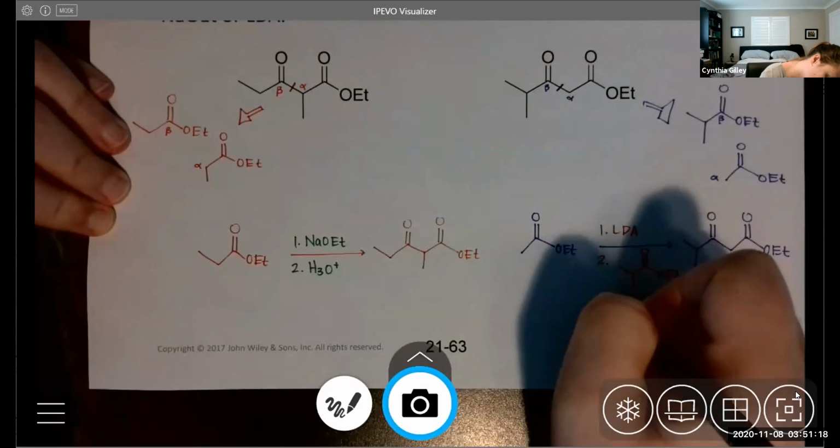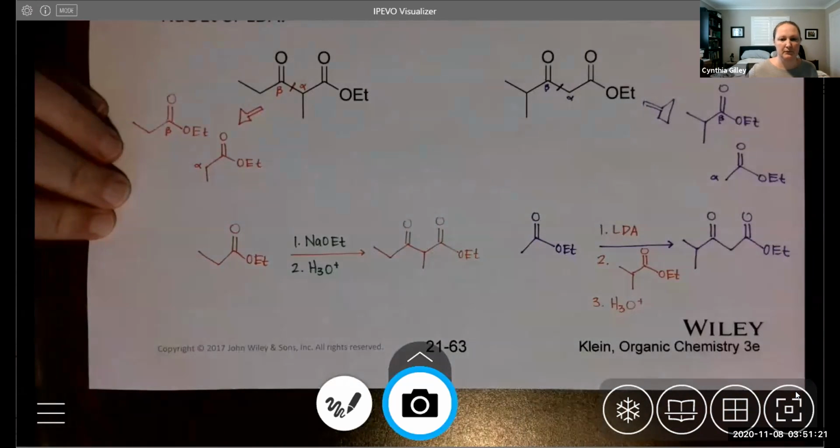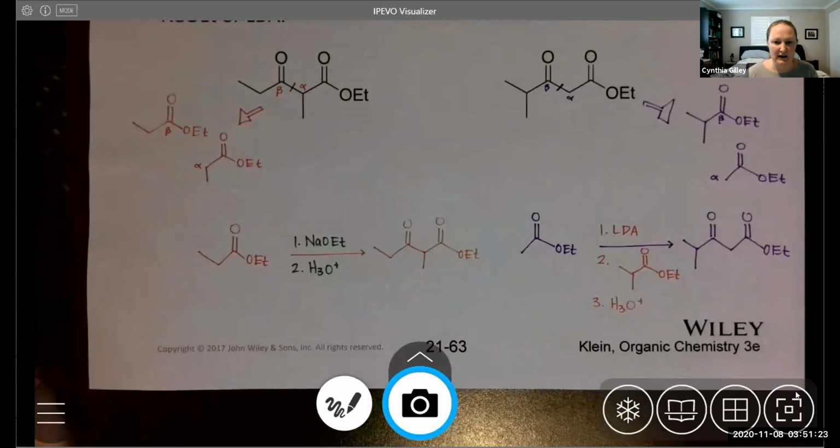And an acidic workup. And that will be a successful Frost-Claisen.